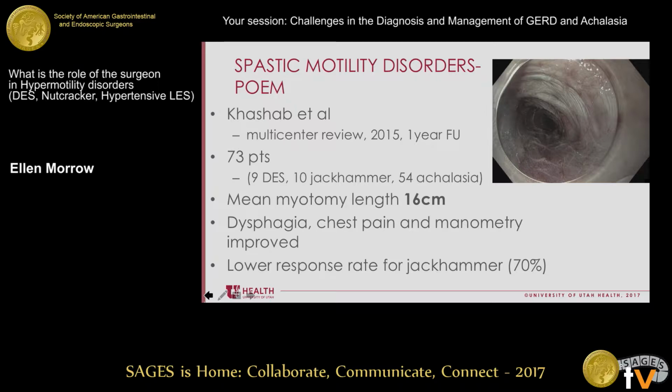And they looked at outcomes including dysphagia and chest pain relief, as well as manometric studies, and they found that those were all improved after POEM. They did note that there was a lower symptomatic response rate for patients with jackhammer compared to the other disorders, but it was still pretty reasonable at 70%.